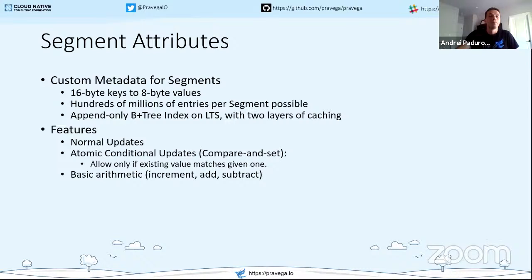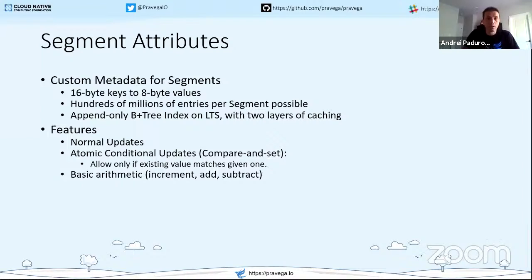Very interesting. So what do you do with these attributes? You can update them normally. You can say, okay, I want to set this attribute to this value or whatever. But that doesn't give you too much flexibility. One thing which is very, very useful is atomic conditional updates, also known as compare and set.